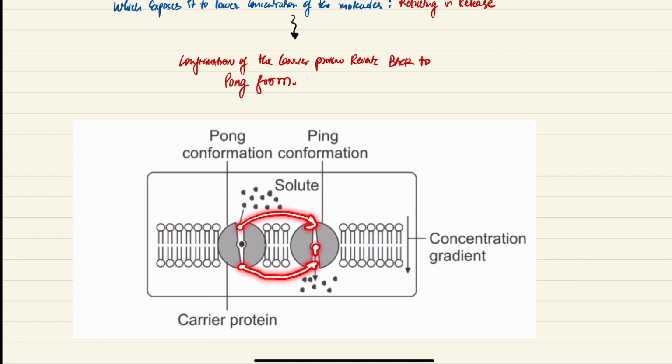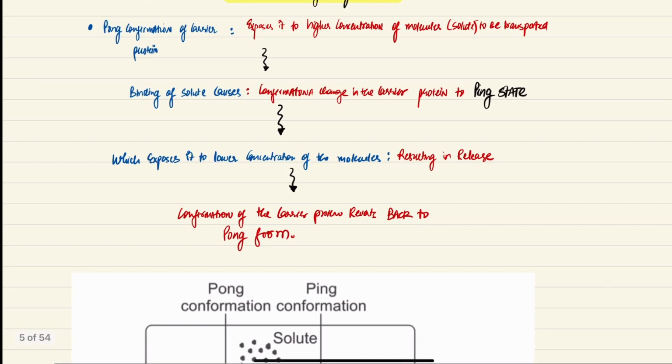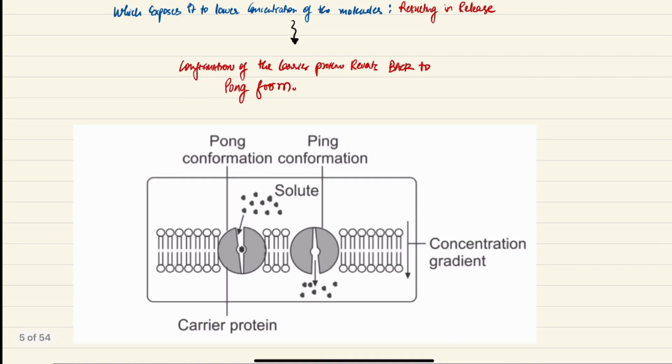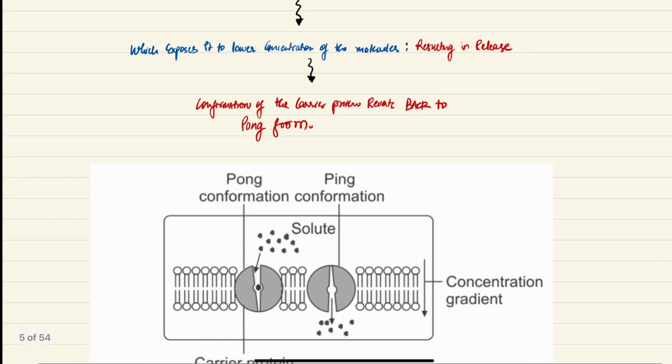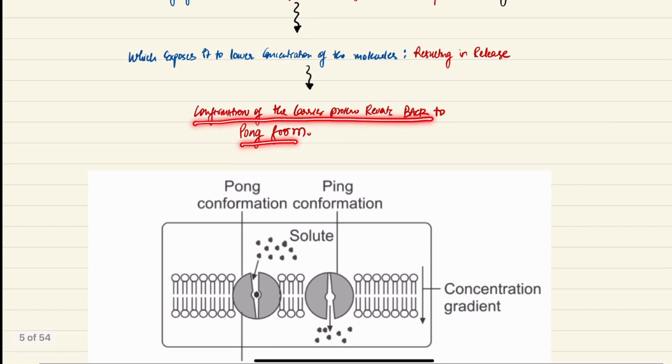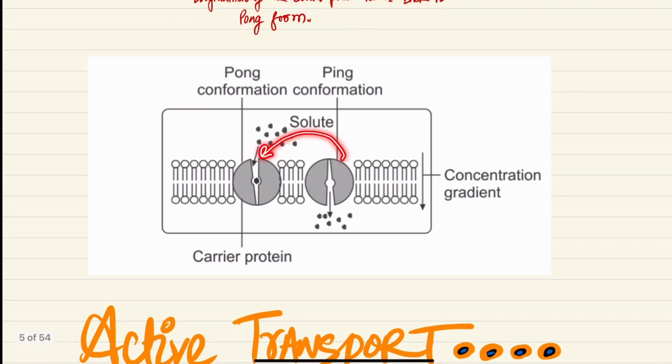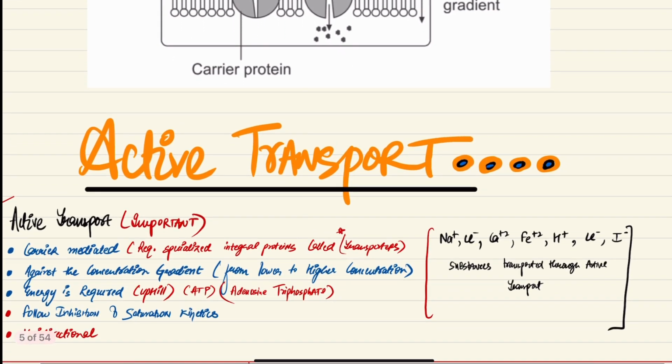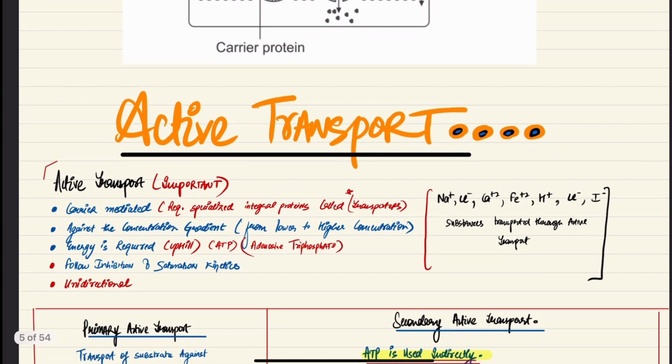And when this changes into pong, the solute is automatically exposed to the lower concentration side. And when this happens, the solute is exposed to the low concentration side, which results in release. There is a conformational change of the carrier protein back to the pong form, and it goes on until the concentration is the same on both sides. So this type of accelerated diffusion occurs.